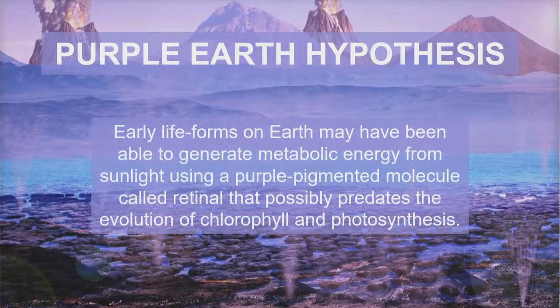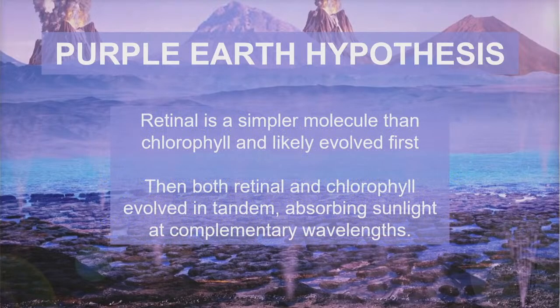These early life forms on Earth may have been able to generate metabolic energy from sunlight using a purple pigmented molecule called retinol, which possibly predates the evolution of chlorophyll and photosynthesis. Retinol is a simpler molecule than chlorophyll, and so likely evolved first. Then both retinol and chlorophyll evolved in tandem, absorbing sunlight at complementary wavelengths. Since retinol reflects purple waves, it absorbs all others. Chlorophyll absorbs all light but reflects green. They operated at different wavelengths of visible light.